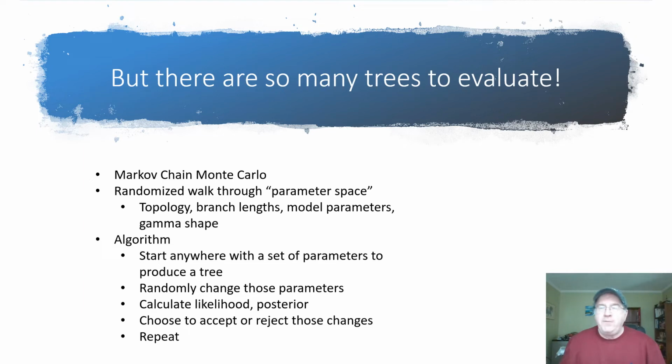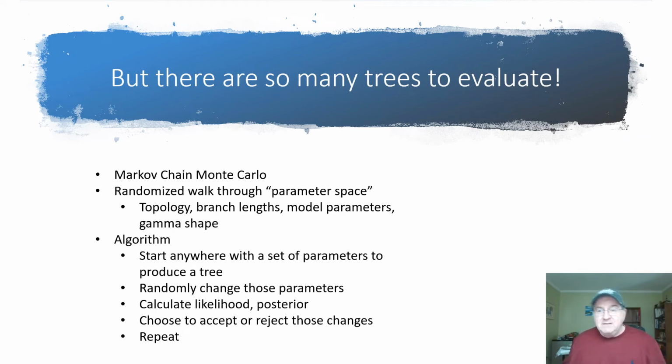It's possible, though, that I might get stuck. Maybe the tree I started with has a relatively high likelihood, and it's surrounded in my space, my landscape, by trees of lower probability. Therefore, if I just step off the top of this hill I'm at, they're all going to be at lower probability. I'm going to be stuck where I am.